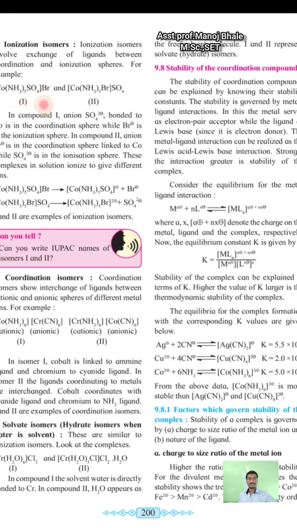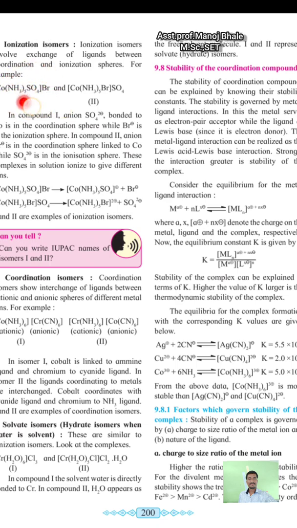Cobalt has 5 ammonia and 1 sulfate, and outside of it there is Br, that means bromine. In the second example, there is a cobalt which has 5 ammonia, 1 bromine, and outside of the square bracket that is a sulfate. So what is the difference between both examples? There is only one difference.